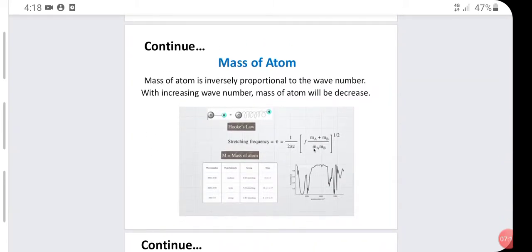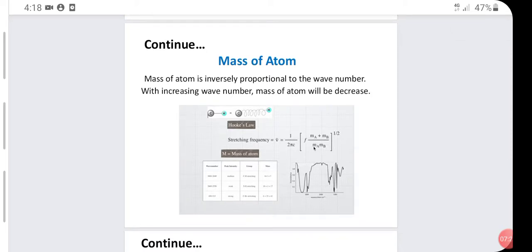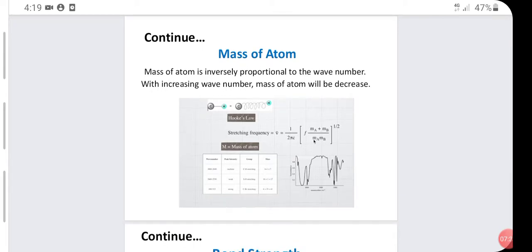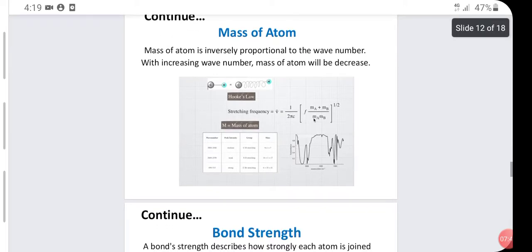In spectroscopy, the bonds between atoms are imagined just like a spring that can be compressed, stretched, and bent. For a spring, we use a law in physics, that is Hooke's law. Here you can see a formula. According to this formula, wave number is inversely proportional to the mass of atom. It means when mass increases, then wave number will decrease.